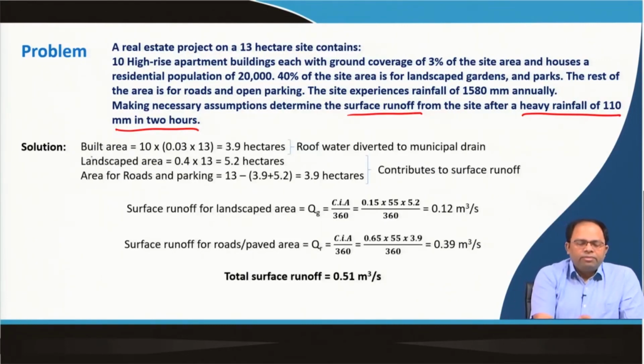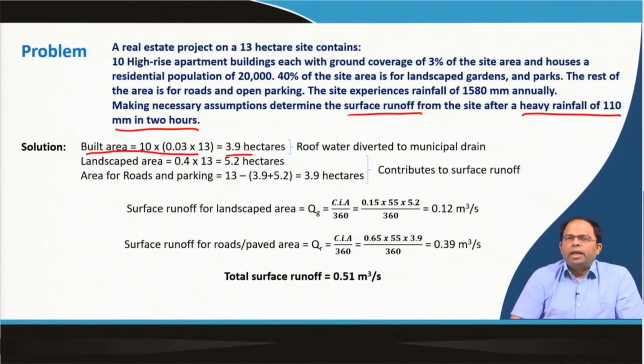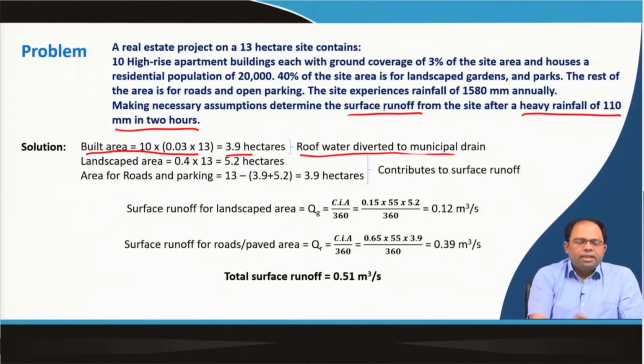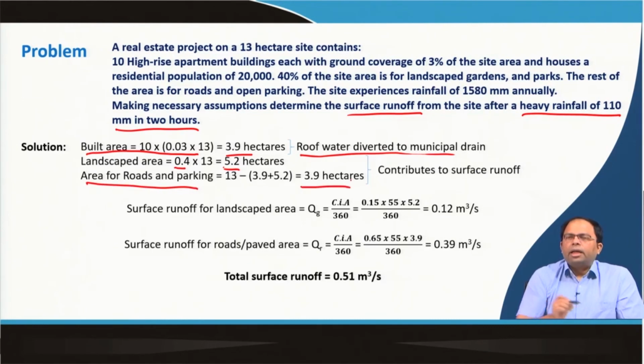First of all, we find the total built up area is 10 into 0.03 into 13 hectares, which comes to around 3.9 hectares, and we can assume that roof water is diverted to municipal drains directly. So it doesn't create any kind of surface runoff. Second is the landscape area, which is 40% of 13 hectares, which comes to around 5.2 hectares, and then areas for roads and parking, which, when we subtract both of these from 13, we get 3.9 hectares. So both of these contribute to surface runoff. This is our first assumption.